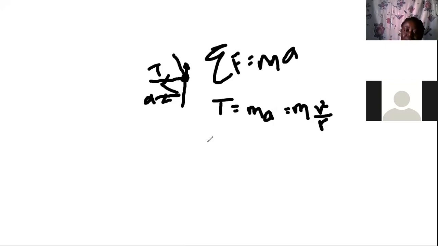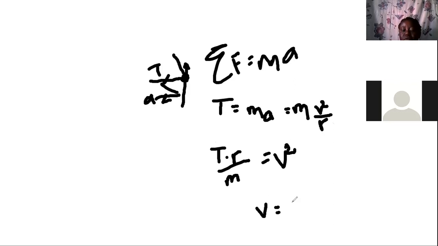What are we going to find? It's asking for the speed. Remember we have the tension equals mass times v squared over r. Manipulating this equation, multiply by the radius and divide by the mass, which gives us the velocity squared. But what we want is the velocity, or the speed. So the speed is equal to the square root of the tension times the radius, divided by the mass of the object.